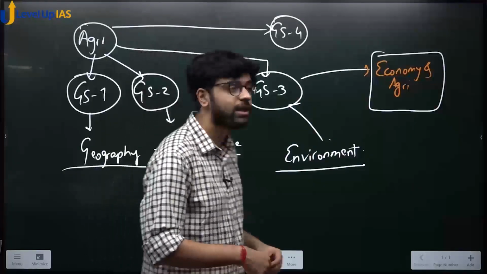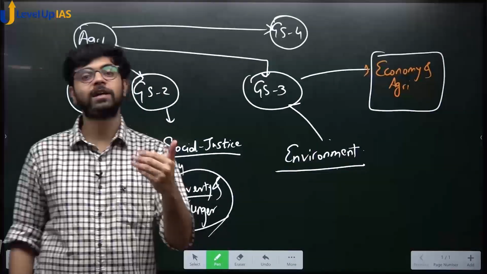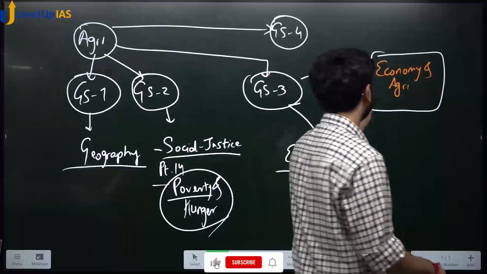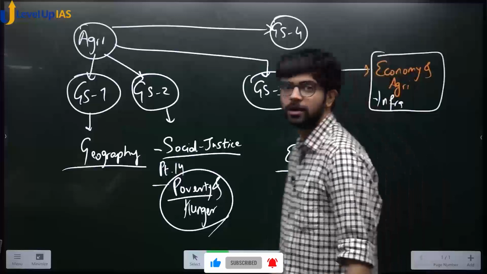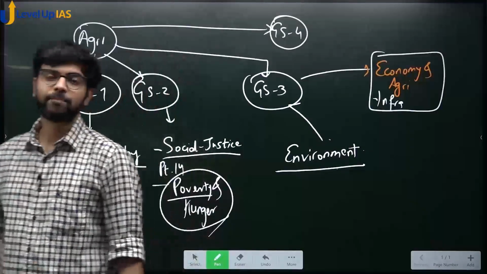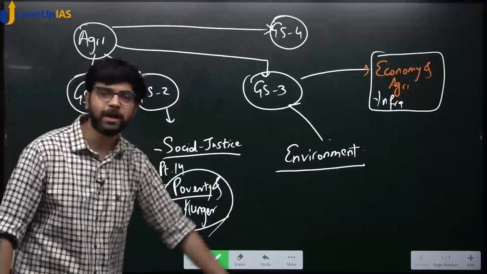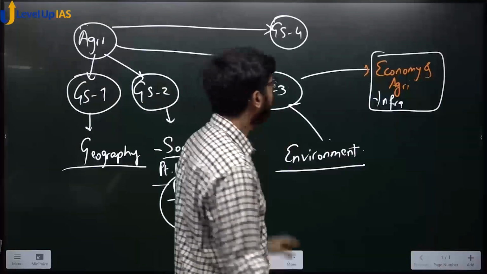Okay. So, the infrastructure part of it, right? We also have infrastructure in agriculture, right? We have hard infrastructure, which we spoke about. Similarly, hard infrastructure also comes here. Infra will also come here. Agricultural infrastructure would come here. Okay. So, agriculture is a very big topic which is covered across GS1, GS2, GS3.